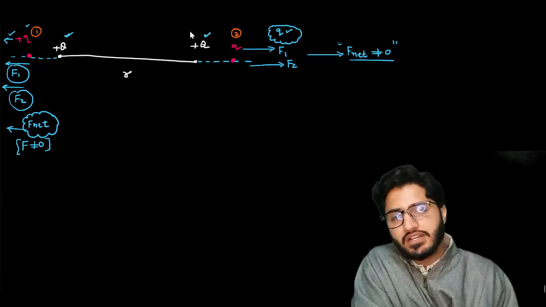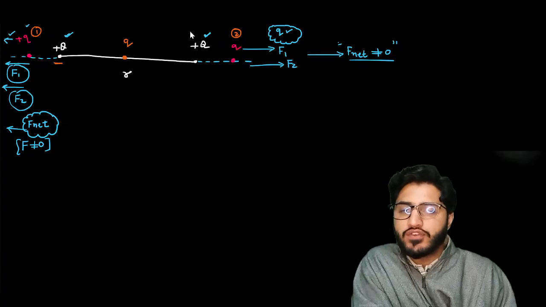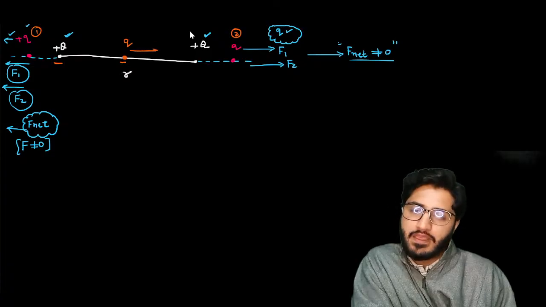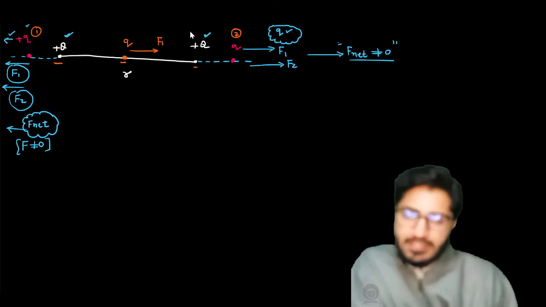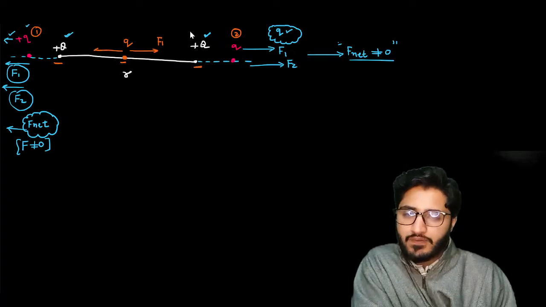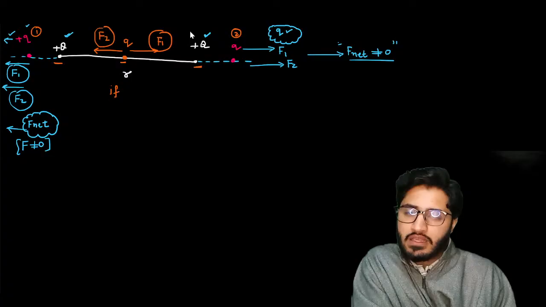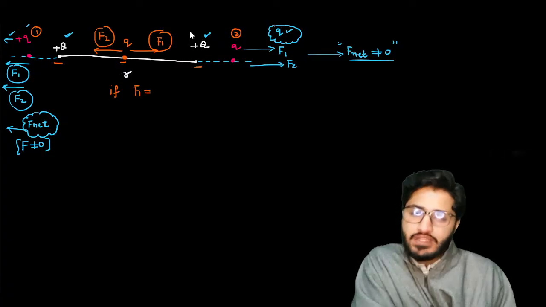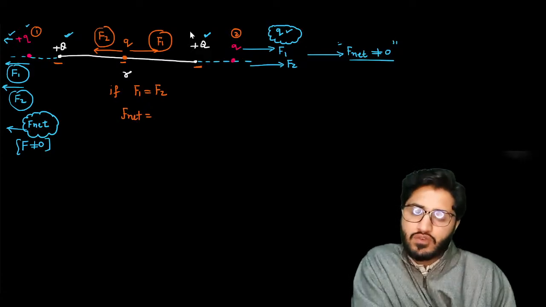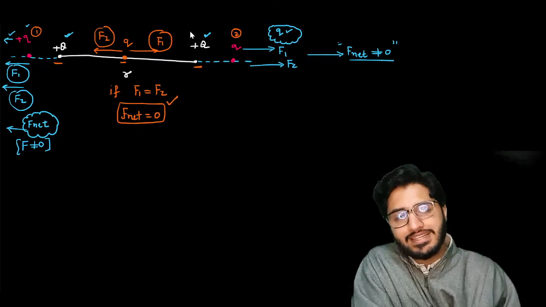Now there is a third condition. Let us suppose I am putting my charge between these two. What will happen here? Now look, this positive will repel this positive in this way, F1. This positive will repel this positive in this way. Look, F1 and F2 are opposite to each other. If magnitude of F1 is equal to magnitude of F2, my F net is equal to 0 now. If F net is 0, yes, it is at the equilibrium position.